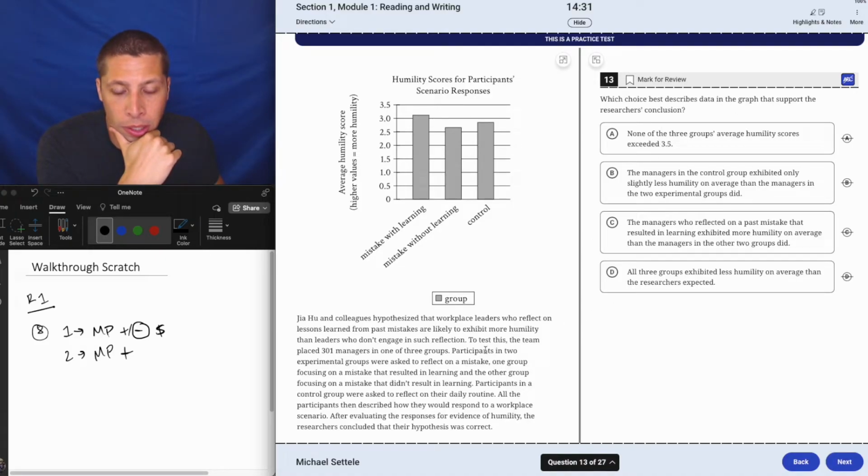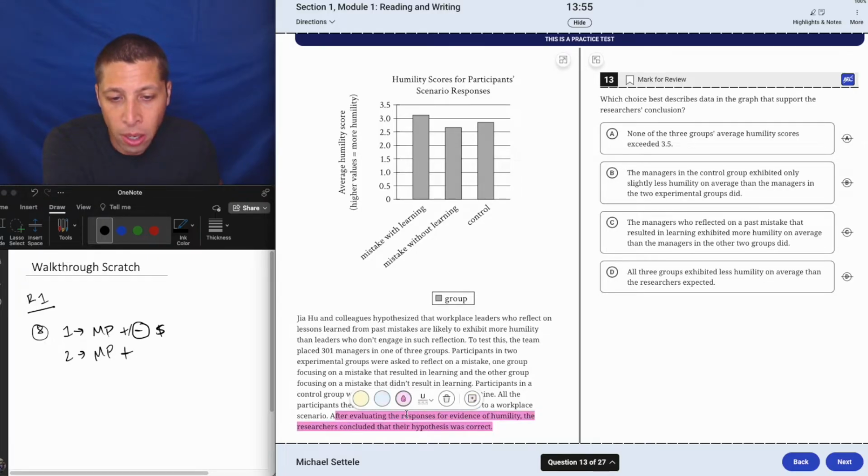Okay, data supporting the conclusion. So, okay. These people hypothesize that workplace leaders who reflect on lessons learned from past mistakes are likely to exhibit more humility than leaders who don't engage in such reflection. Is that the conclusion? To test this, the team placed 301 managers in one of three groups. Participants in two experimental groups were asked to reflect on a mistake, one group focusing on a mistake that resulted in learning, and the other group focusing on a mistake that didn't result in learning. Participants in a control group were asked to reflect on a routine. All the participants then described how they would respond to a workplace situation. After evaluating the responses for evidence of humility, the researchers concluded that their hypothesis was correct. So this is just telling me to go back here. They hypothesized that workplace leaders who reflect on lessons learned from past mistakes are likely to exhibit more humility.